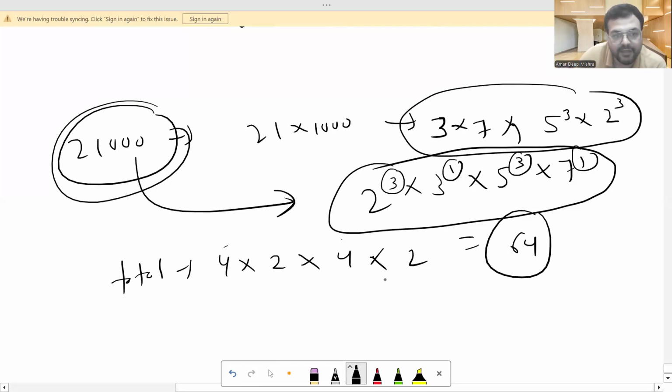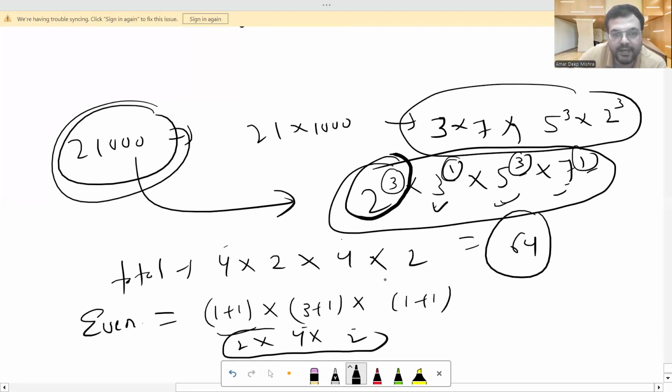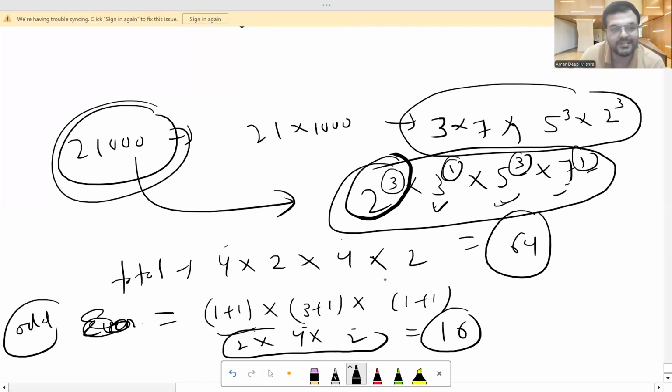Okay. Now, if I ask you even number of factors, so for that you will have to exclude this. So for that you will have to take only the power of 3, power of 5 and power of 7. So power of 3 is what? 1. So 1 plus 1 you take into power of 5 is what? 3. So 3 plus 1 you take into power of 7 is what? 1. So you take 1 plus 1 again. So this is your 2 into 4 into 2. Okay. So 4 2s are 8, 8 2s are 16. 16. So sorry, this is odd number of factors. I'm so sorry. This is odd number of factors. For odd number of factors, we exclude 2 cube.